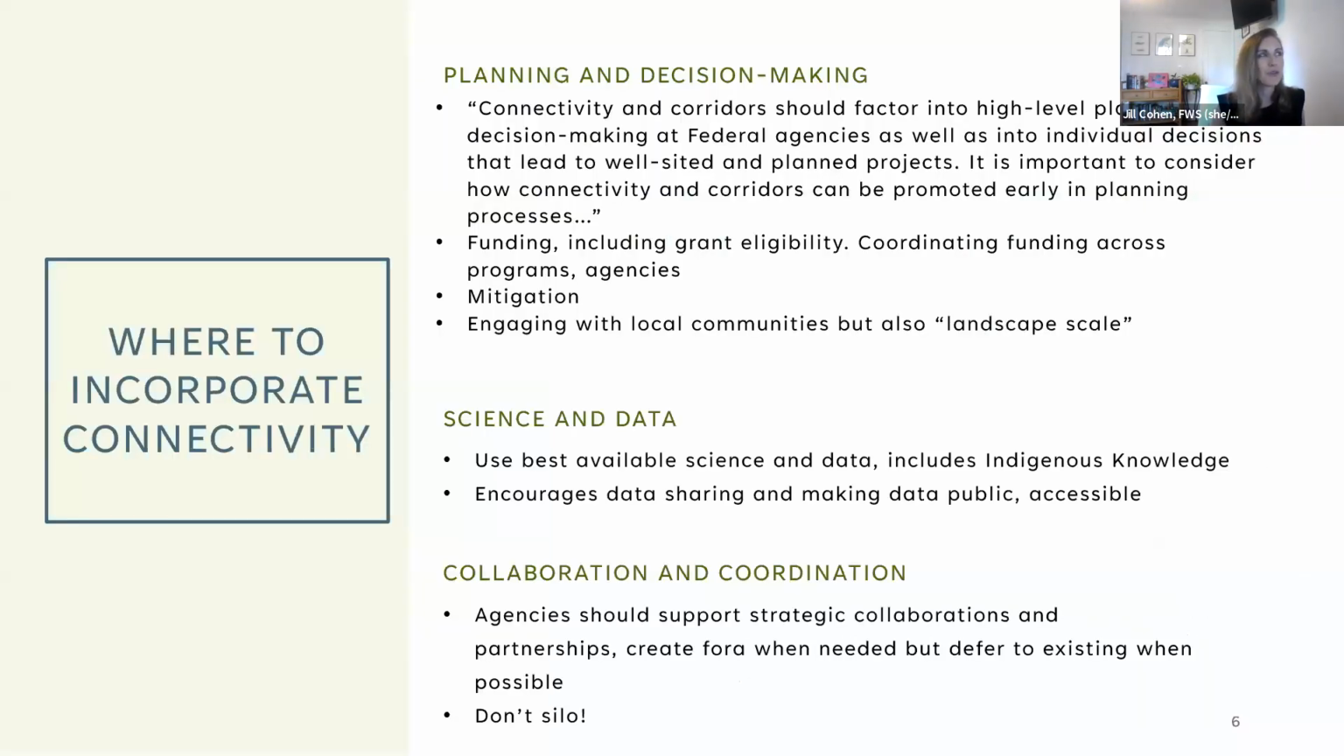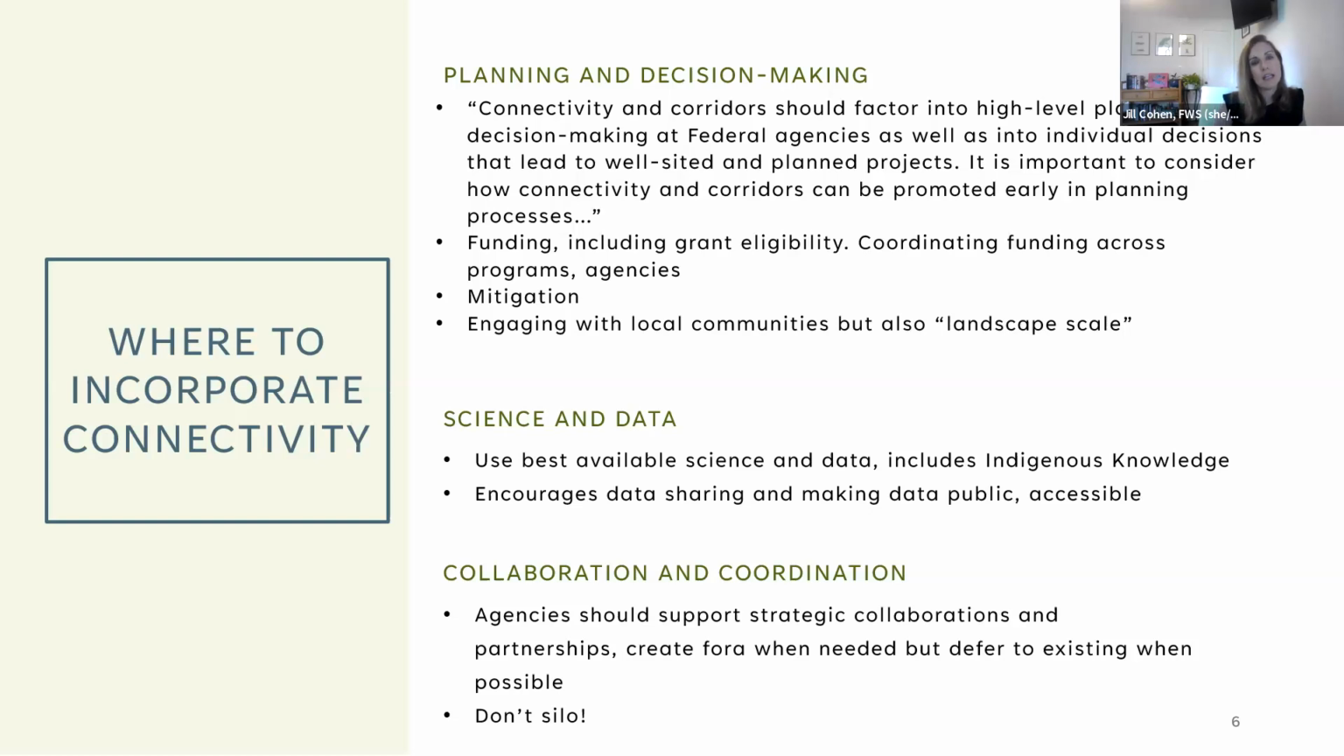So apologies for all the words here, but I just wanted to synthesize some key points. The first thing to draw your attention to is that the memo lays out really 3 different overarching tactics for how federal agencies can better incorporate corridors and connectivity. The first is in their planning and their decision making. The second is through science and data. And then the third is through collaboration and coordination.